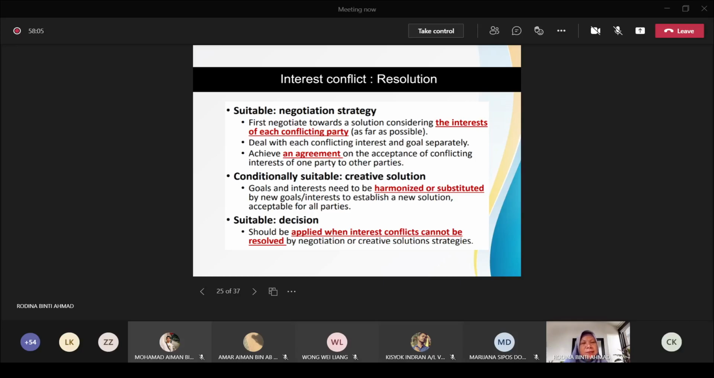Okay, another strategy: the decision should be applied when interest conflict cannot be resolved. The last resort: if the negotiation strategy doesn't work, and the creative solution strategy also doesn't work, then we have to resort to the decision strategy. All right.